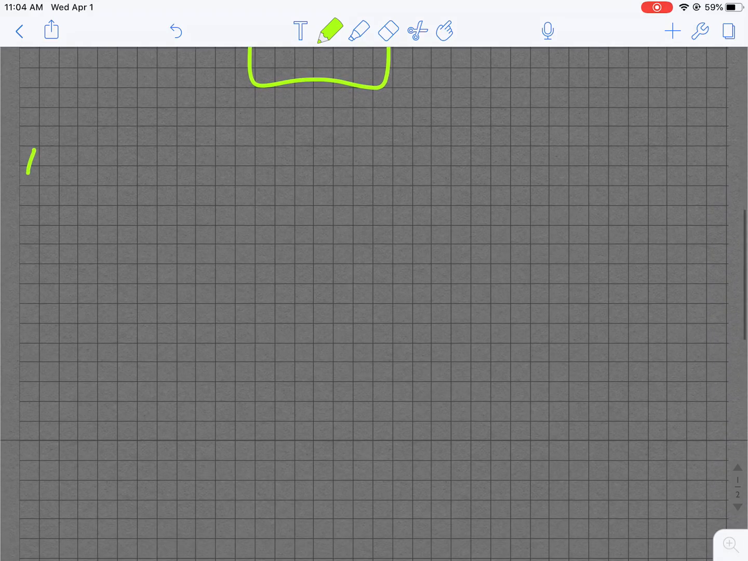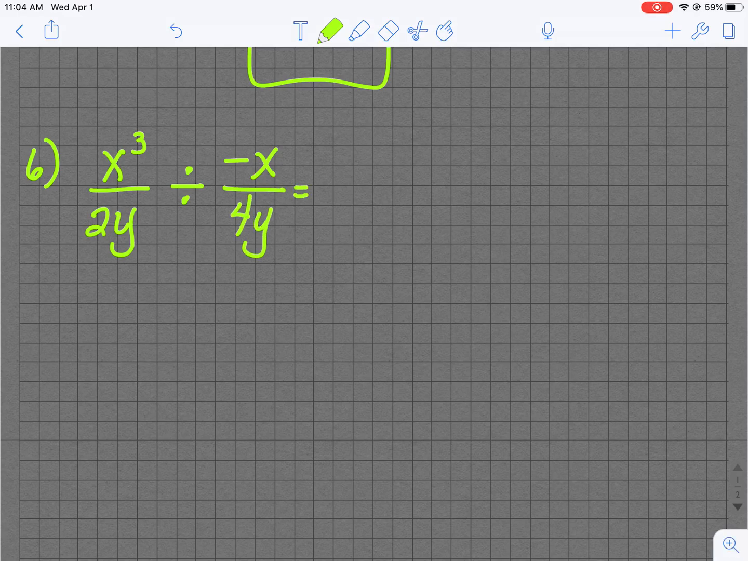Let's look at number 6, a division problem. X to the third over 2y divided by -x over 4y. Now, back in elementary school, they use that little copy dot flip, but what we're really doing is multiplying by the reciprocal. So x to the third over 2y times the reciprocal, which is 4y over -x. Now again, I can change the order because this is all multiplication. Because it's all multiplication, it follows the commutative property of multiplication, which means the order doesn't matter.